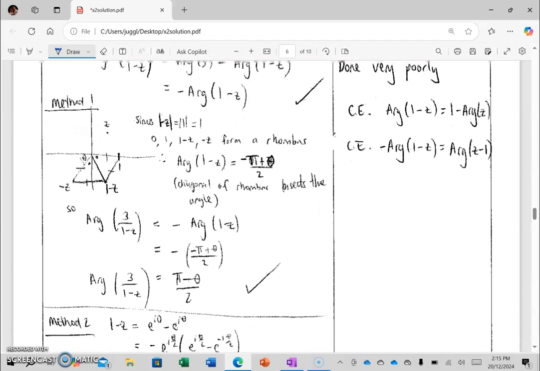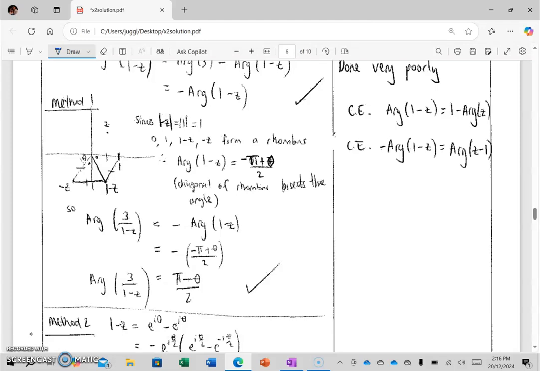There are two ways of approaching the question from here. I'll show you. There's probably more. This is probably my favorite way. So you're told in the question that mod of z is 1. So the distance of z from the origin is 1. That also means the mod of negative z will obviously also be 1, because negative z is just a reflection of z by 180 degrees about the origin.